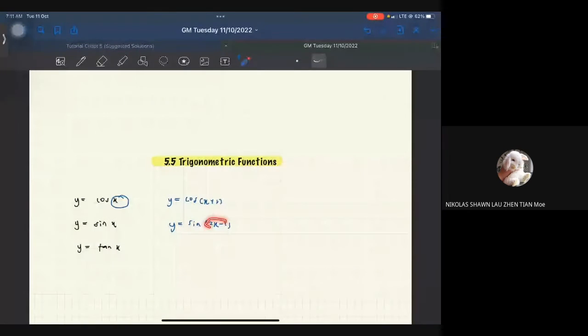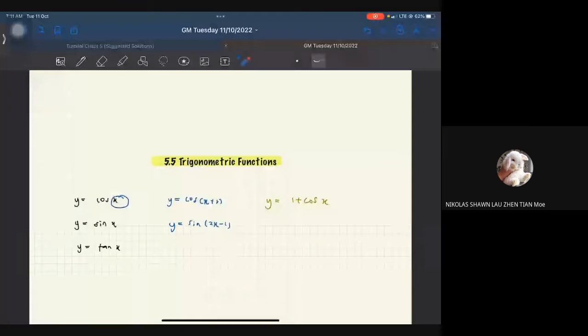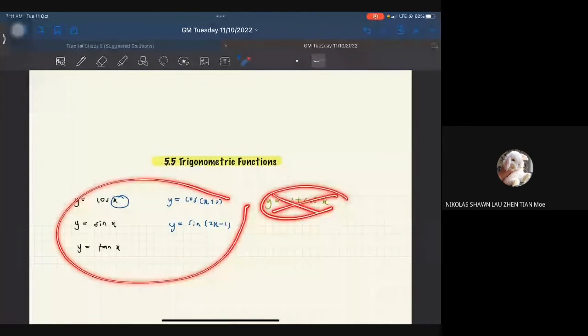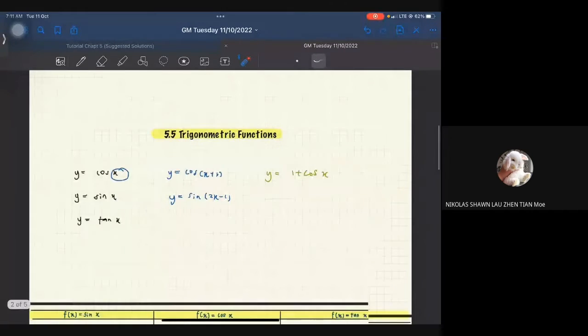Pada yang tepi. So awak tak akan belajar, you are not going to sketch graph of, let's say, y equals to 1 plus cos x. Okay, so dia takkan ada tiba-tiba trigo function tambah ataupun tolak dengan something else. Tak ada. Okay, so kita punya syllabus dia hanya dekat ini sahaja. This one awak tak akan belajar. Okay, so apa lagi yang kita nak kena cakap kat sini? Okay, so let's take a look at the example.